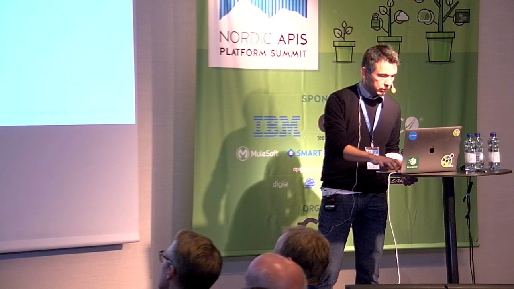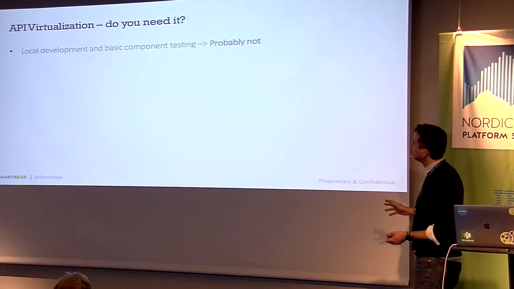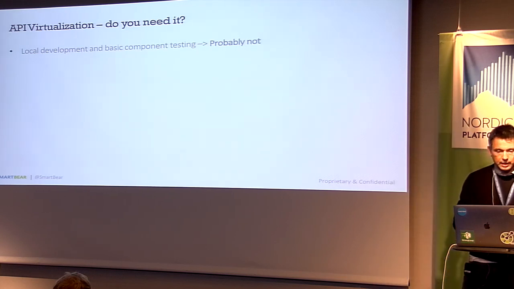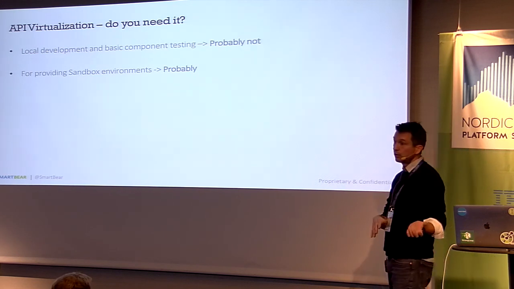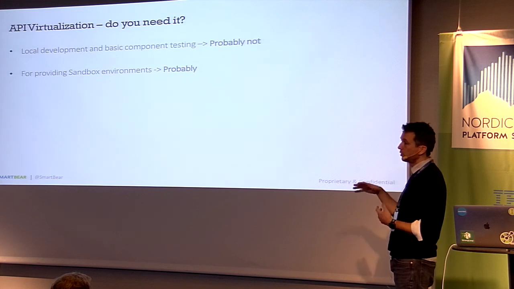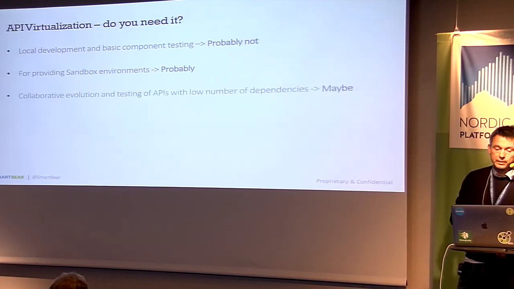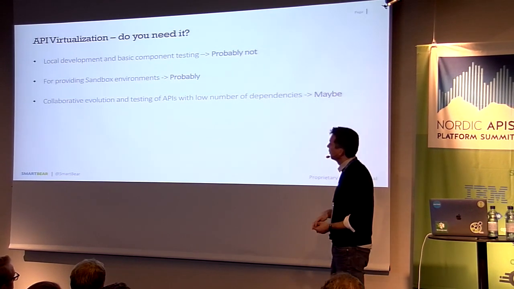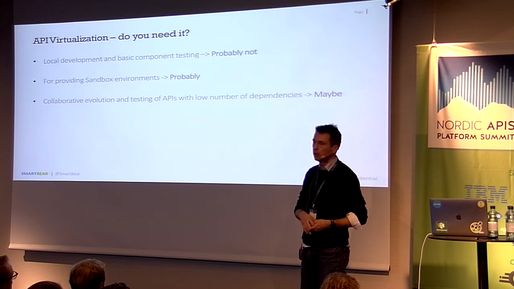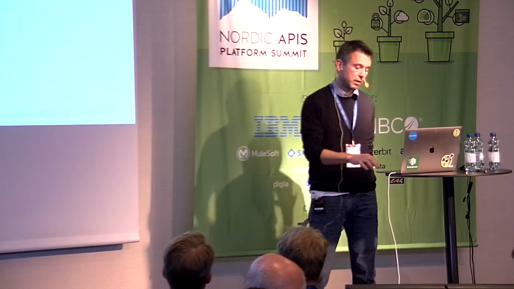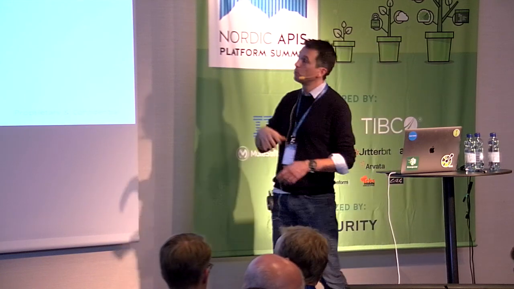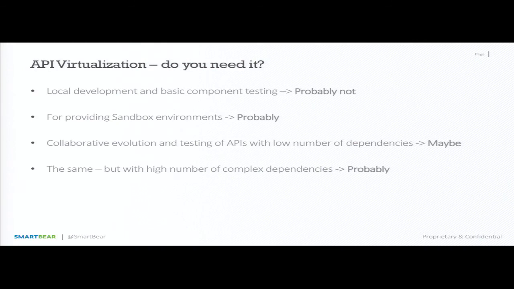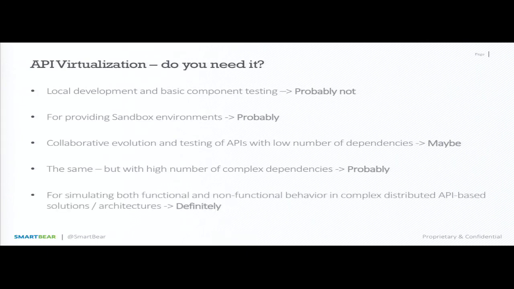Synchronous APIs, not going to talk about that. Do you need it? If you're doing local development or basic component testing, do you need API virtualization? Probably not. If you want to provide sandbox environments, either internally or externally, you probably do, because of the non-functional aspects that are valuable to be able to simulate. If you want collaborative evolution and testing of APIs with a low number of external dependencies, maybe. Collaborative evolution means that there are a lot of people involved in building your APIs and evolving them. Here you can probably get away with dynamic mocking. But if you have a higher number of complex dependencies, especially, once again, both external dependencies, internal dependencies, legacy systems, more modern APIs, and you want to be able to simulate non-functional behavior, I think that was actually the last one. There you go. You definitely need API virtualization.